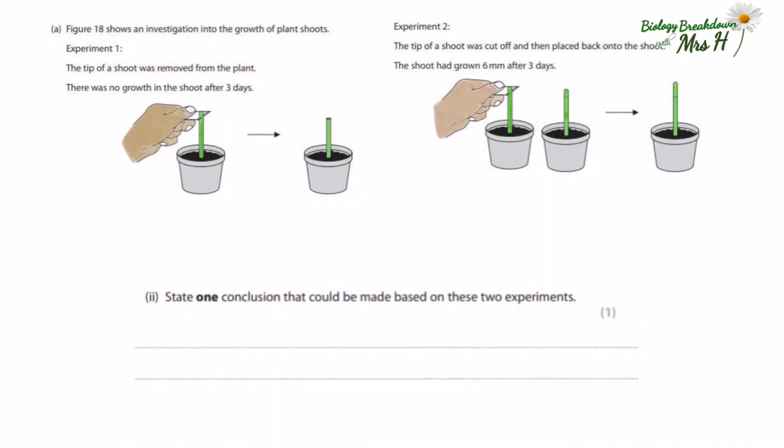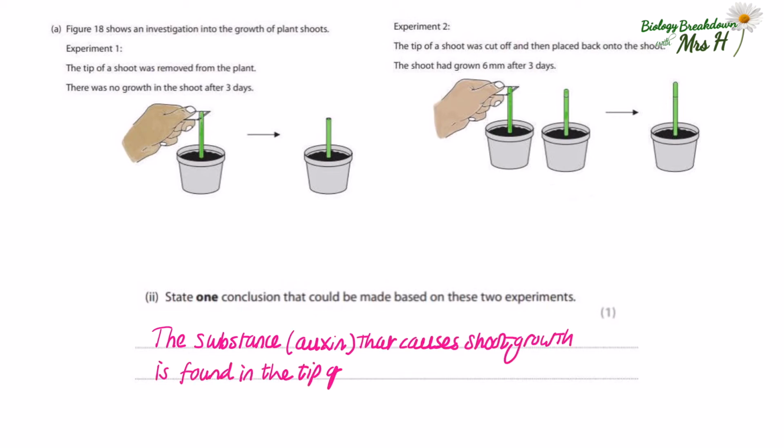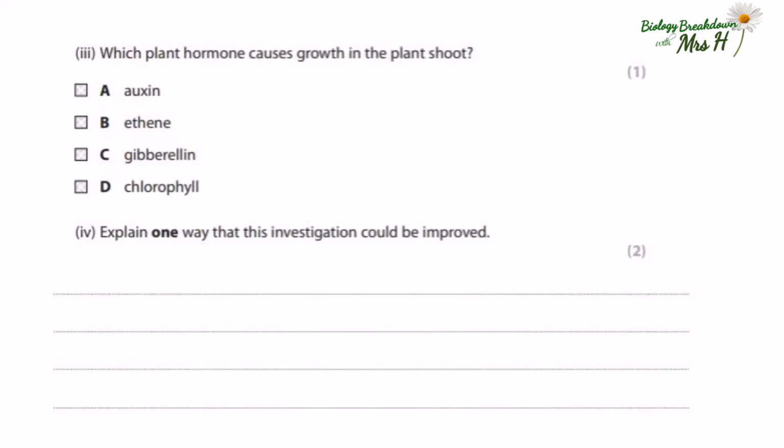State 1 conclusion that could be made based on these 2 experiments. Well, the substance, auxin, that causes shoot growth is found in the tip of the shoot. It must be, because when you take the tip out, it doesn't grow. Which plant hormone causes growth in the plant shoot? Auxin. Explain 1 way that this investigation could be improved.